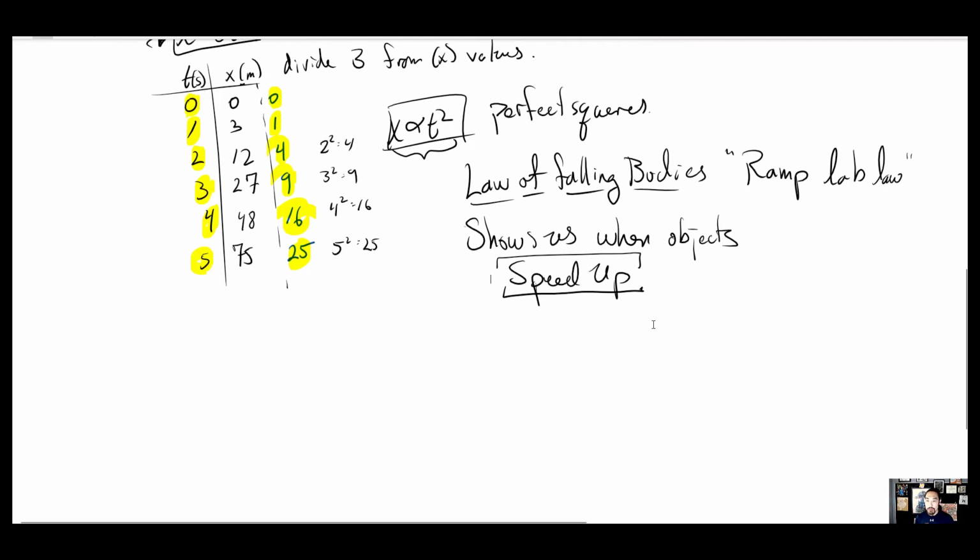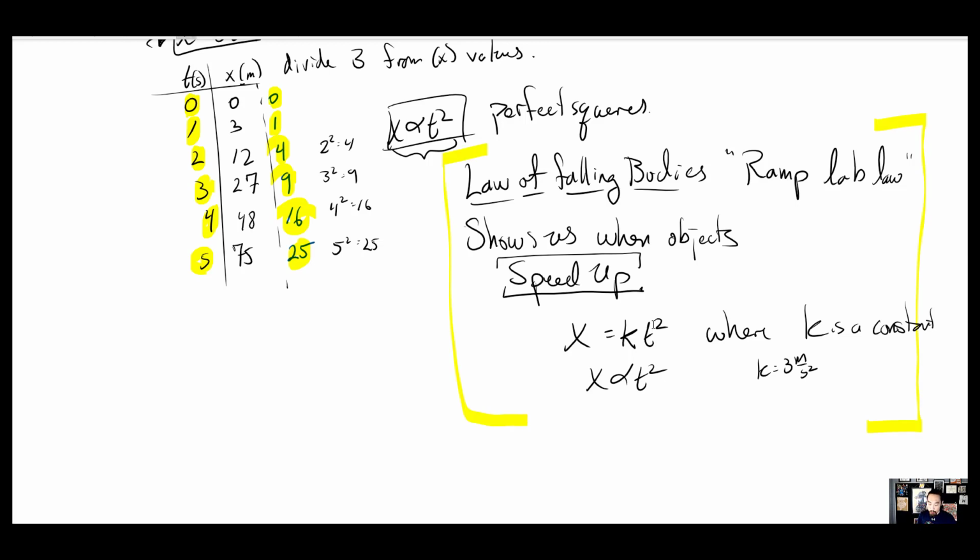All right, and that law for us is defined as x = k t², where k is a constant. For our perfect data set, our k was 3 meters per second squared. If we were to increase the angle of the ramp, that 3 would go up. If we decrease the angle of the ramp, the 3 would go down. But the important idea here is that k is just a number, and that number we get from graphical analysis and from getting data. And most importantly, x is directly proportional to t squared. All right, so that is a nice little summation of our entire ramp lab.